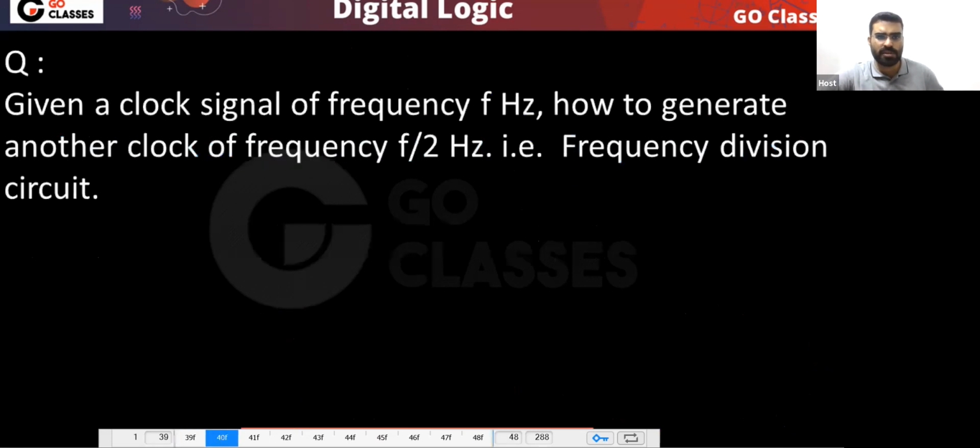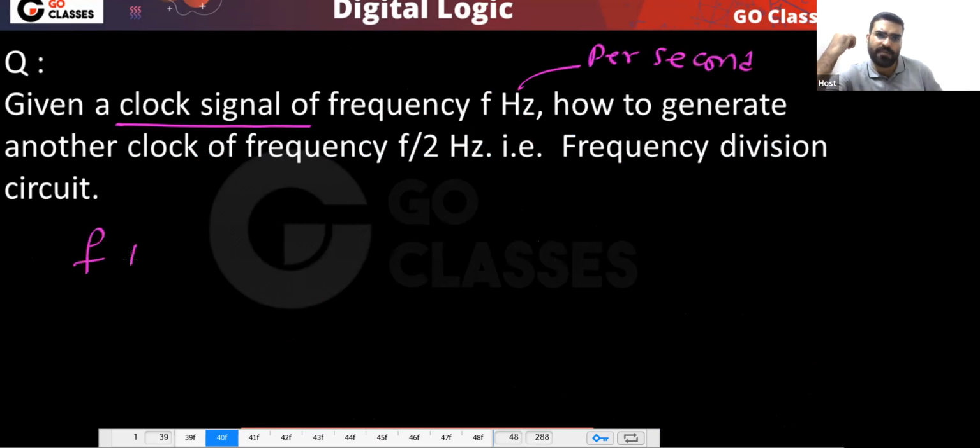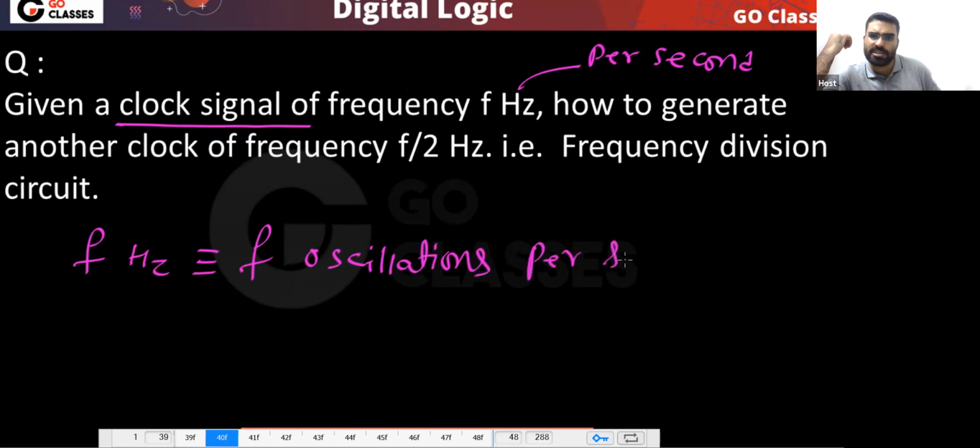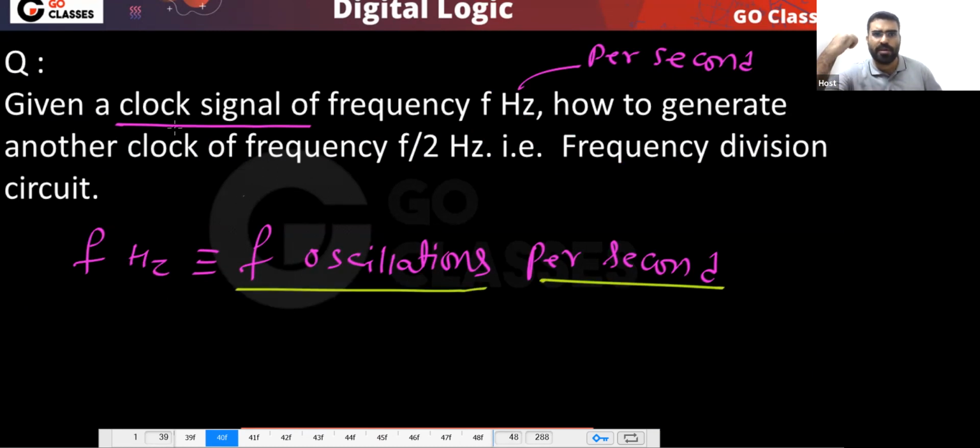Let's assume there is a clock signal with frequency f hertz. Remember, hertz means per second. So f hertz means f oscillations will happen per second. So you have a clock signal with this much frequency.